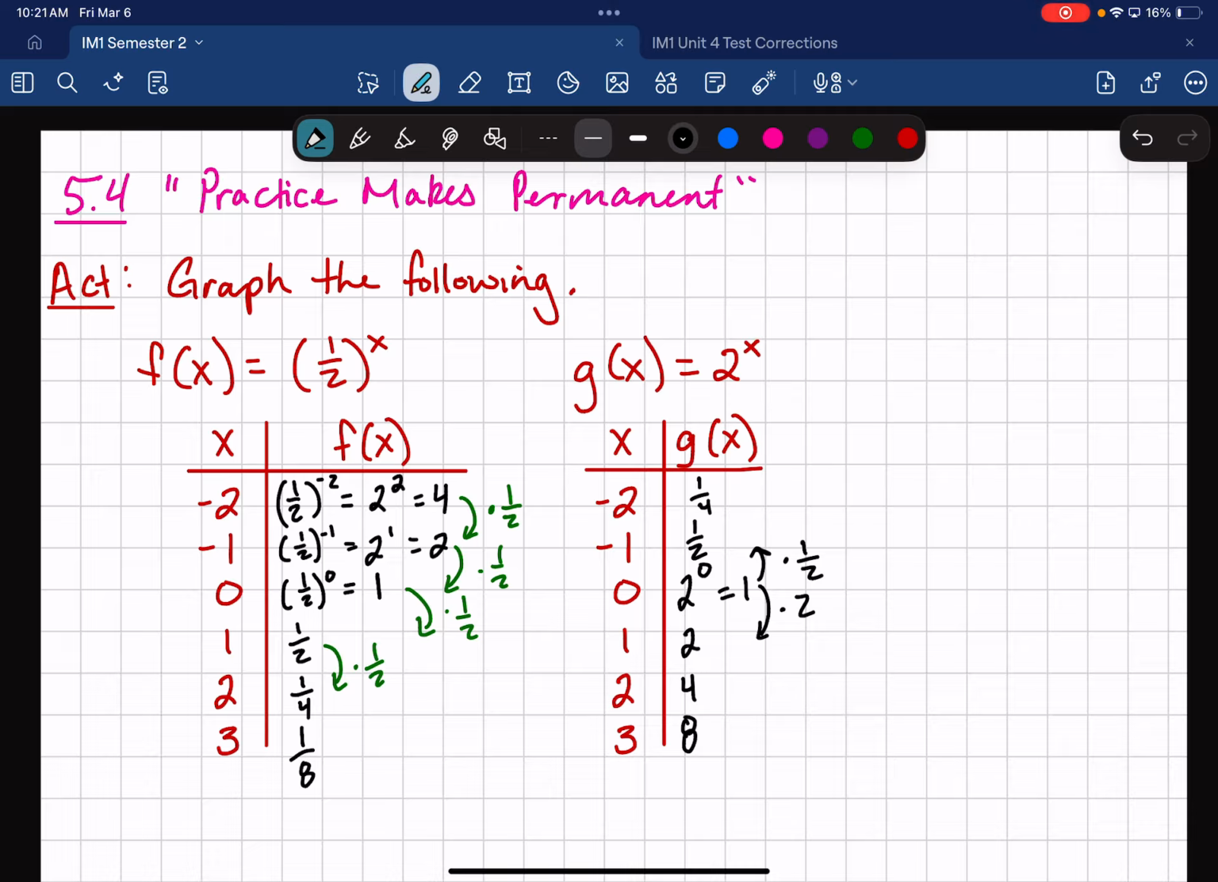Notice how these are kind of going in opposite directions of growth. That is because this first one is what is called exponential decay. This is exponential growth.